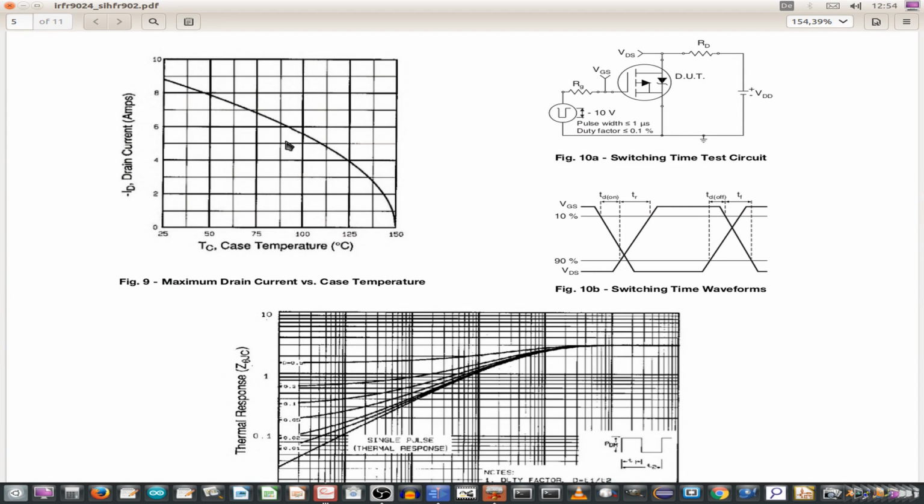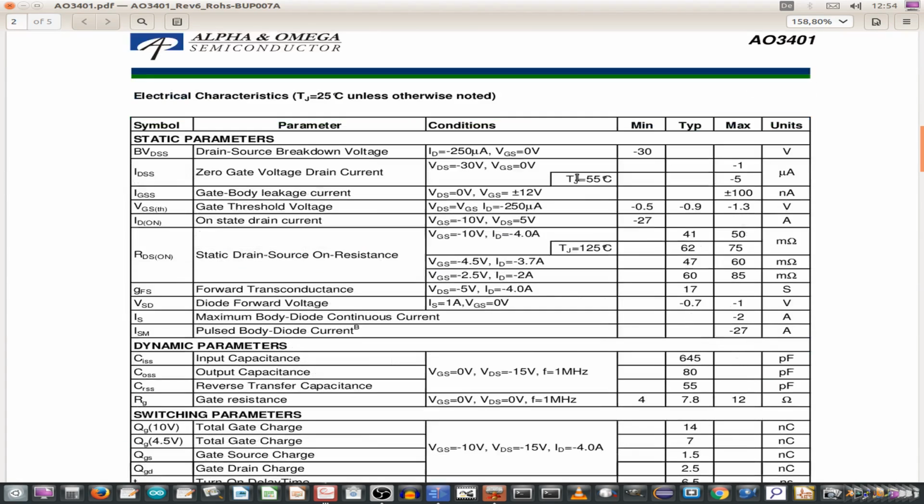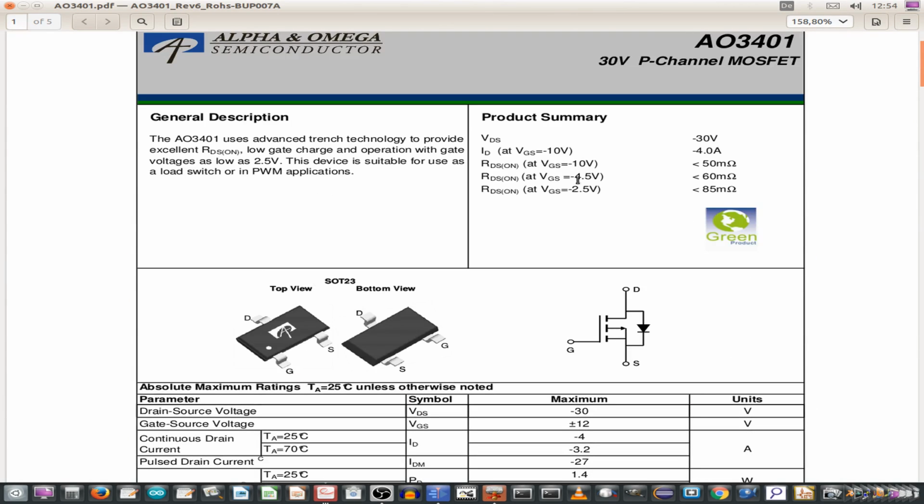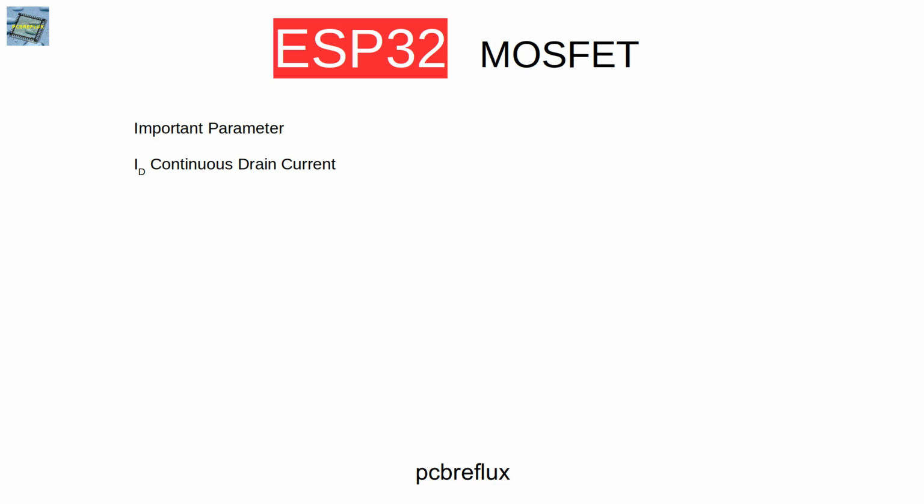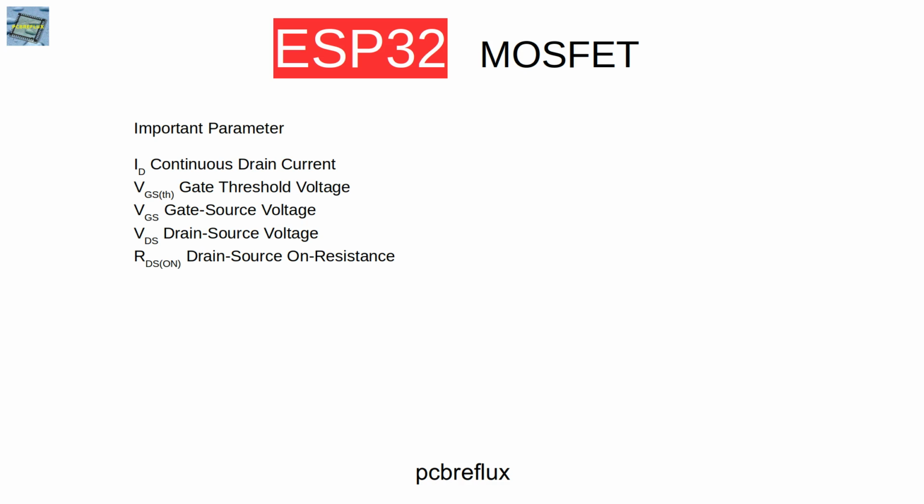If we look at some MOSFET datasheets, we can see there are many parameters and many things to consider when using a MOSFET, so we have to compare the different MOSFETs if we use one. I focus on some main parameters: the continuous drain current, the gate threshold voltage, the gate source voltage, the drain source voltage, and also the drain source on resistance. And for thermal considerations, I also use the power dissipation and the R theta, or junction to ambient thermal resistance.